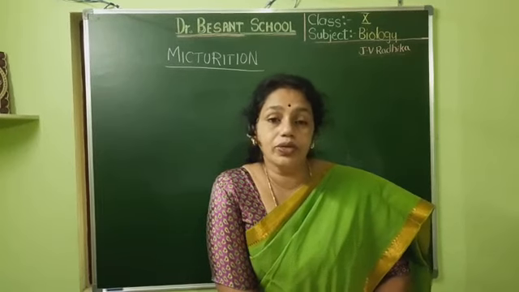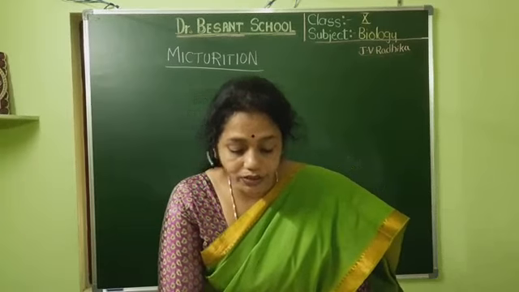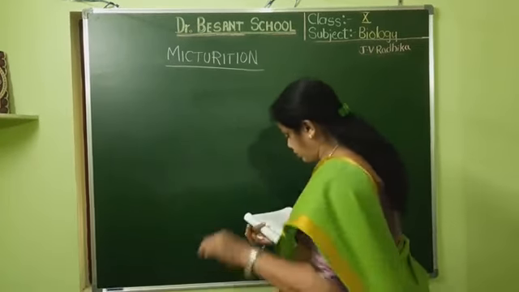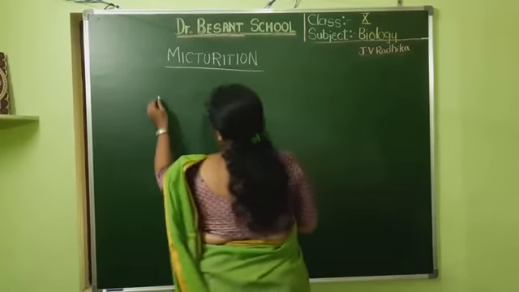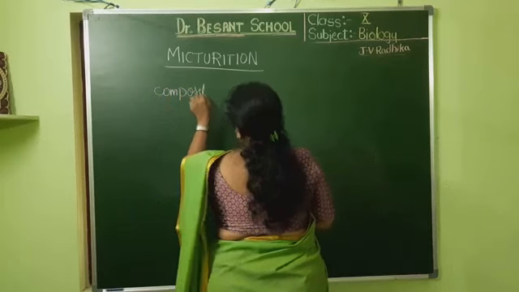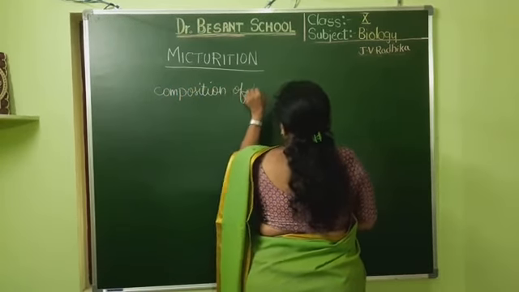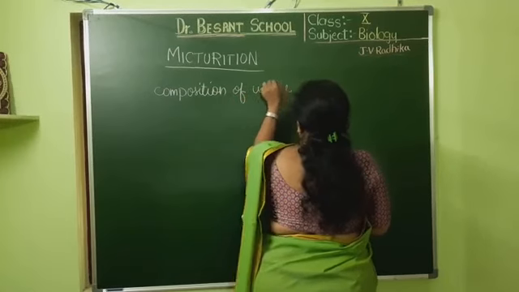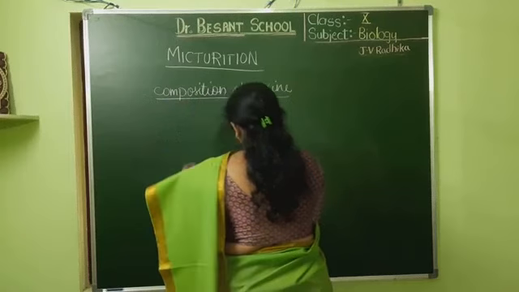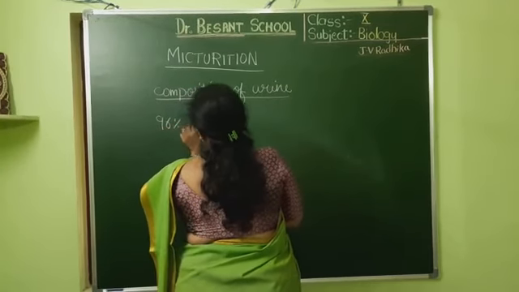Okay, next. So what does the urine contain? The urine mostly contains 96% water. Please write down this also. Composition of urine. What it contains: 96% water.